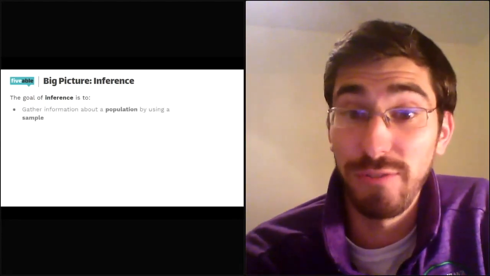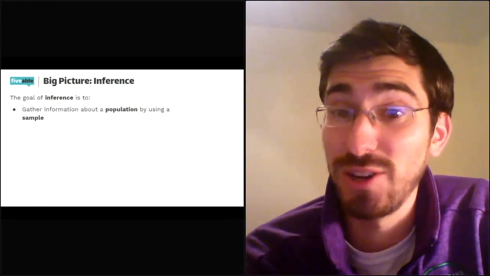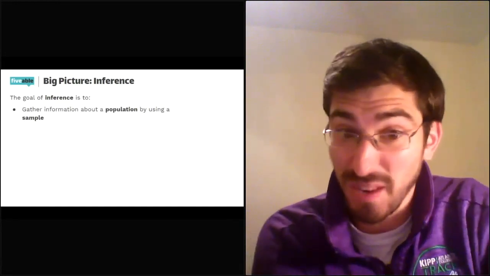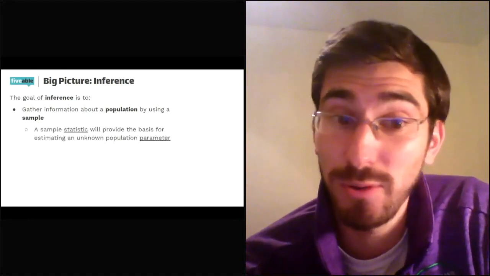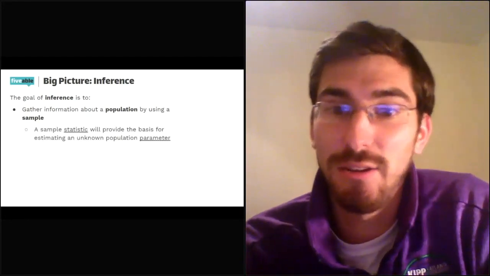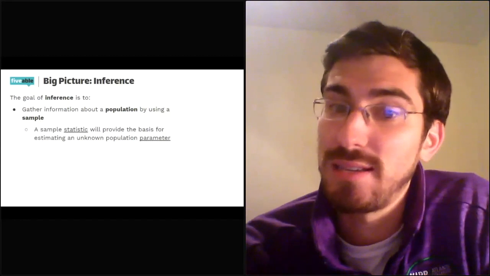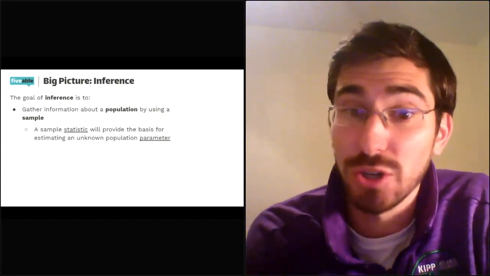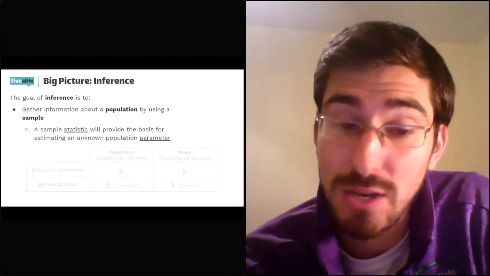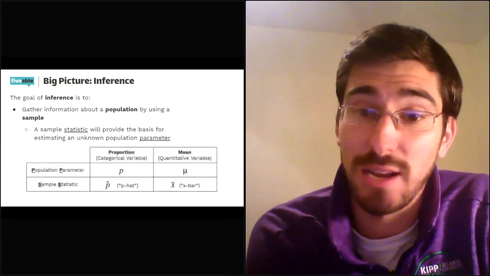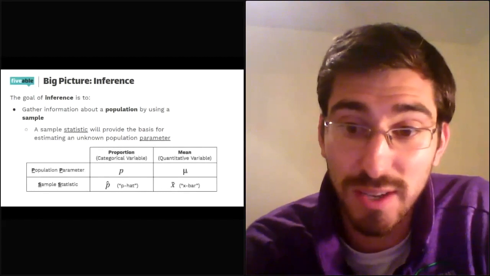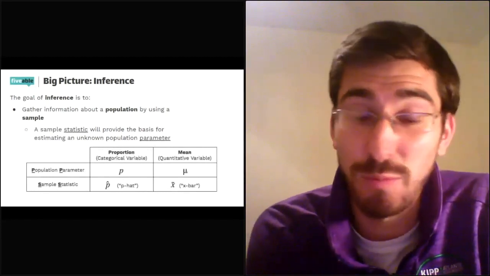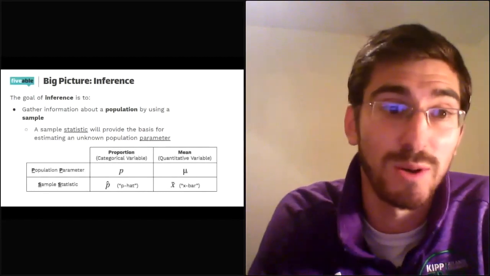So the general goal of inference is in some way to gather information about a population using a sample. At its core, that's what we're doing. The statistic we get from the sample, or statistics, will provide the basis for making an estimate of an unknown population parameter or parameters. The ones that we do the most in AP stats are proportions for categorical variables and means for quantitative variables. We also could have differences, so p hat 1 minus p hat 2, x bar 1 minus x bar 2.